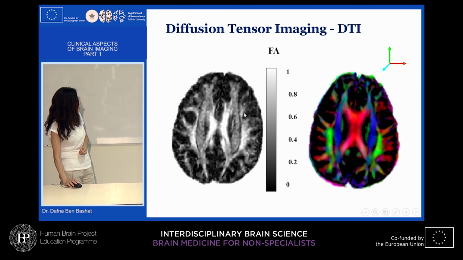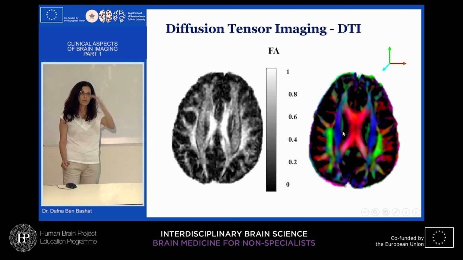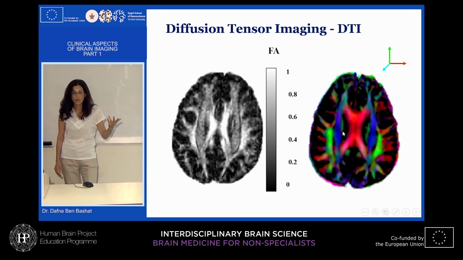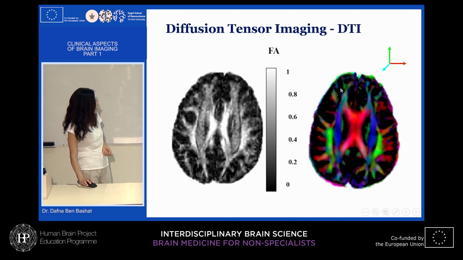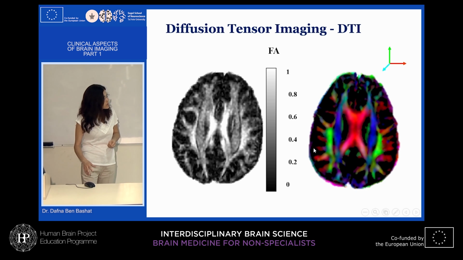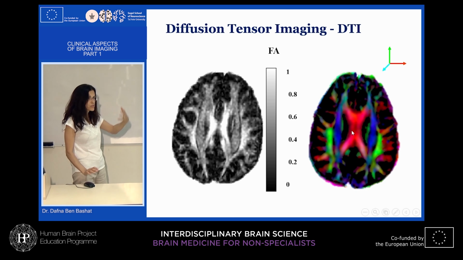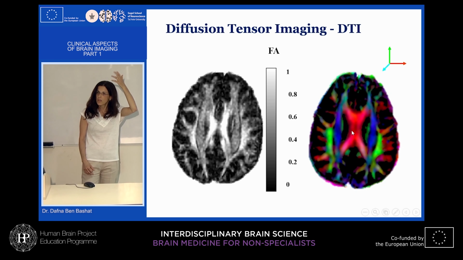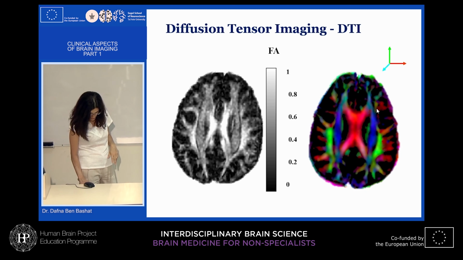Because in T1, I'll see only hyperintense or more intense areas on fractional anisotropy. But now I can see that red fibers are fibers that are crossing from right to left, like in the corpus callosum. Fibers that are green, like the superior longitudinal fasciculus, are going anterior and posterior, and the blue fibers, the corticospinal tract in this case, go from the top of the head down.